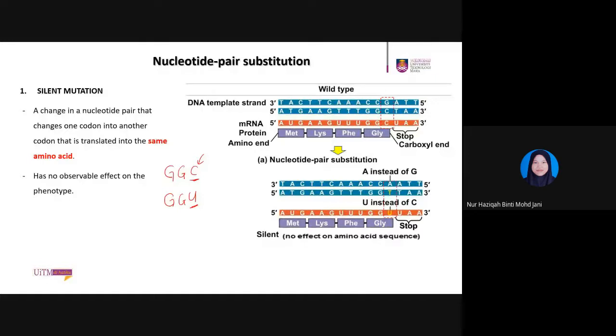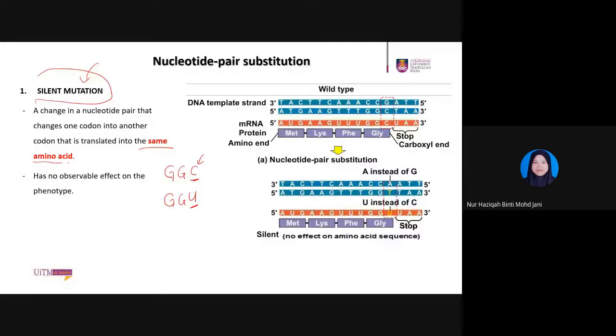So this redundancy will prevent missense mutation from occurring. Missense mutation is when you change the codon of mRNA and it codes for a different amino acid. But with redundancy, it causes silent mutation, where the codon still codes for the same amino acid, because of the change at the third base. This is the redundancy of genetic code.